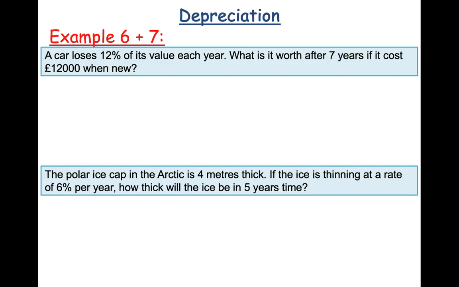Okay, so let's have a look at 2 examples. Please make sure that you copy down these 2 examples into your books. A car loses 12% of its value each year. What is the worth after 7 years if it costs £12,000 when new? So same thing, you find your multiplier. Oh, so it's not supposed to say increase. It's supposed to say decrease.